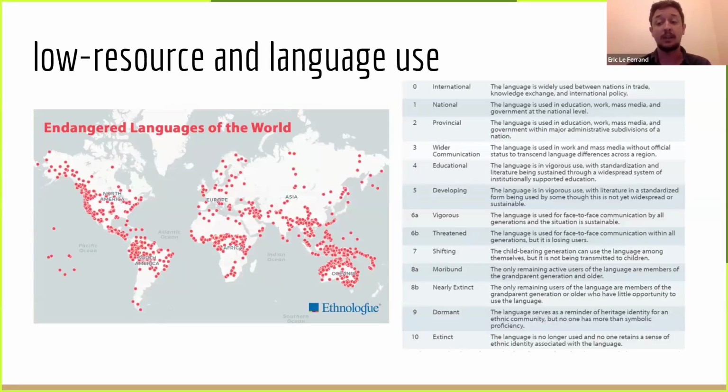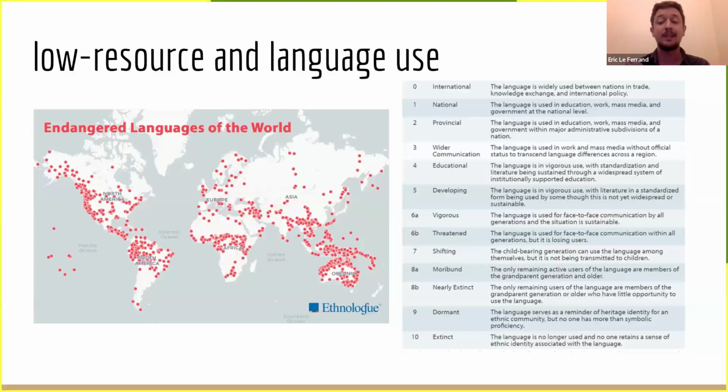This is the EDGES classification that assesses the vitality of a language based on social economical factors. We're going to have at the top international languages like English, French, Spanish, then national languages that have less international representation, like Latvian, Hungarian, then provincial, that would be Punjabi, for example, but also Catalan or Cantonese. Wider communication, Wolof is a good example. It's used by several language communities in the northwest of the African continent. And going down to the level 5, 6, 7, we have all the indigenous languages, including Tiwi, that have a lack of institutional support, but are still spoken.